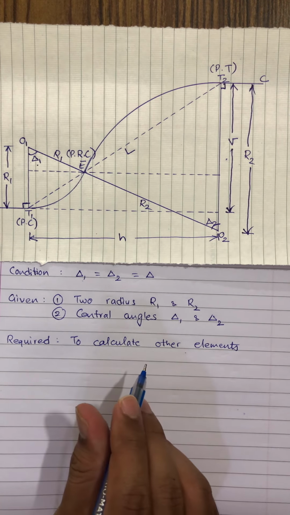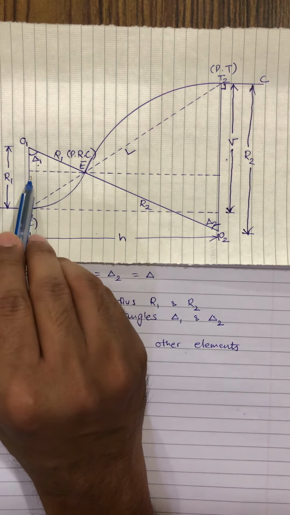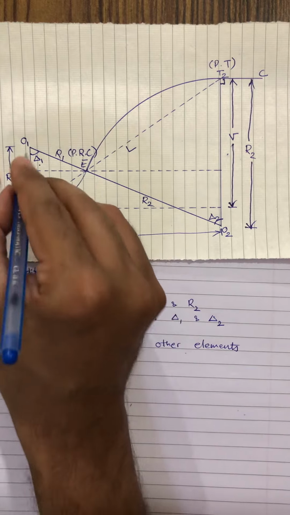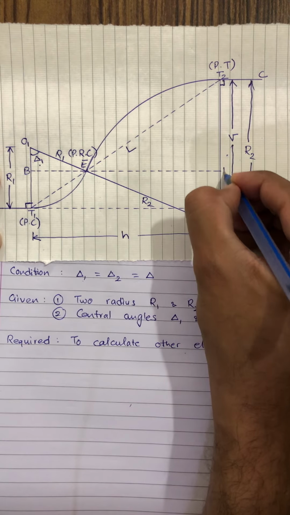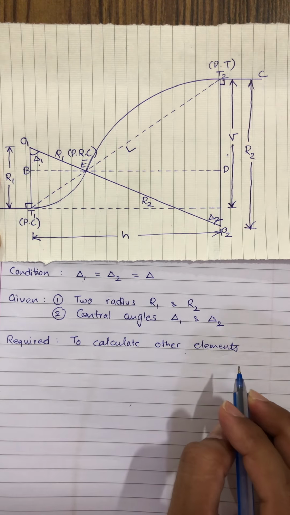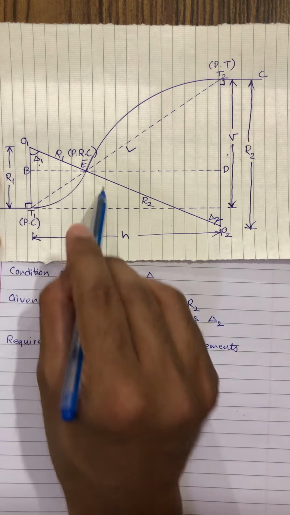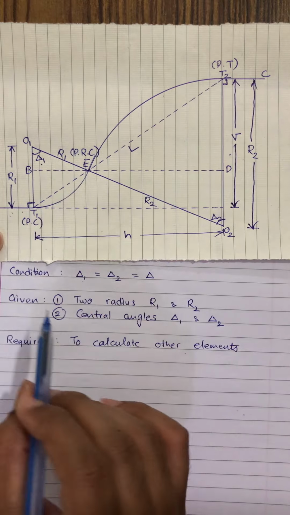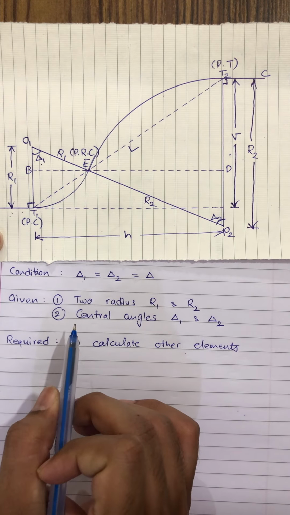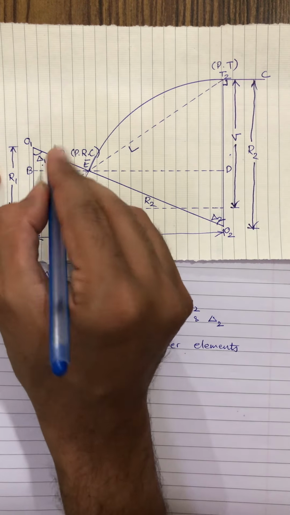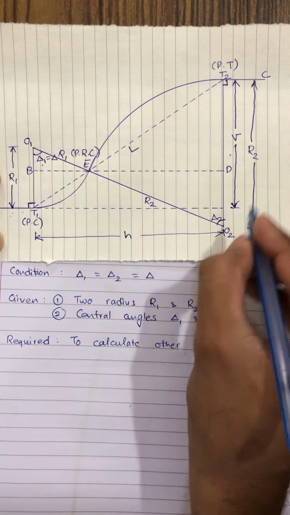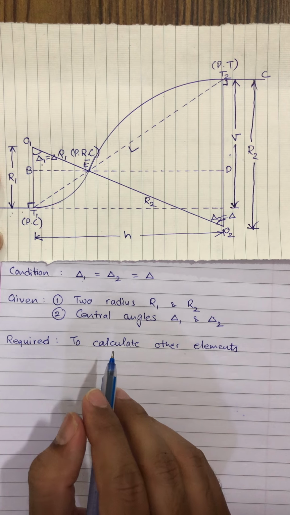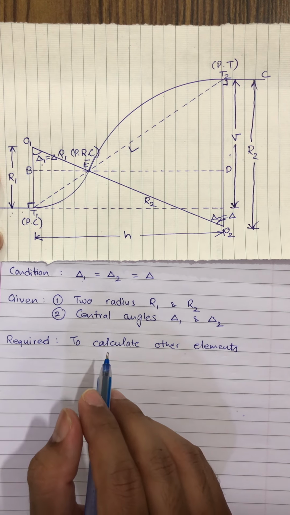Now here, if we consider, we have made a line over here. Let us call this line BD. This line BD is actually parallel to both the tangents. And we are assuming that this delta 1 is equal to delta and this delta 2 also is equal to delta.